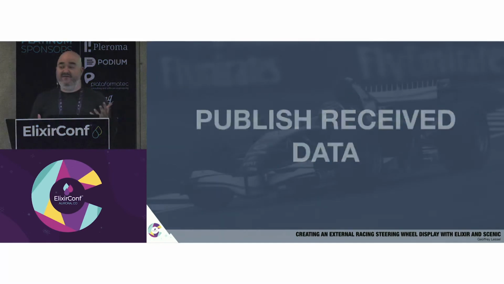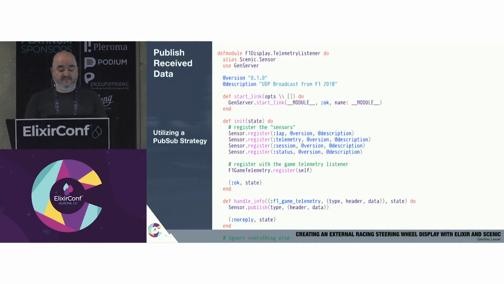So now that we have that information, we need to publish that received data. And that's, again, that pub sub stuff. And since I looked at the pub sub, we're going to look at a different listener. So I have that F1 game telemetry module that I separated from my display module because things were starting to be a little too tied together, which is why I made the pub sub mechanism.